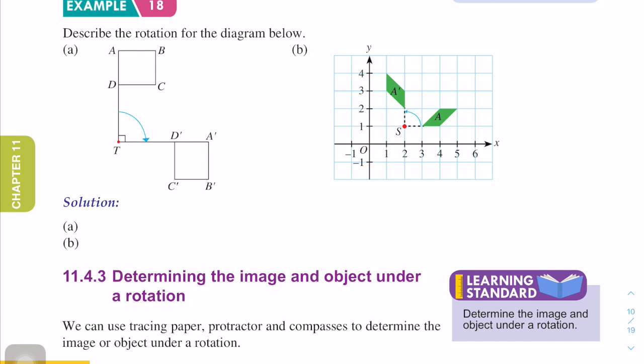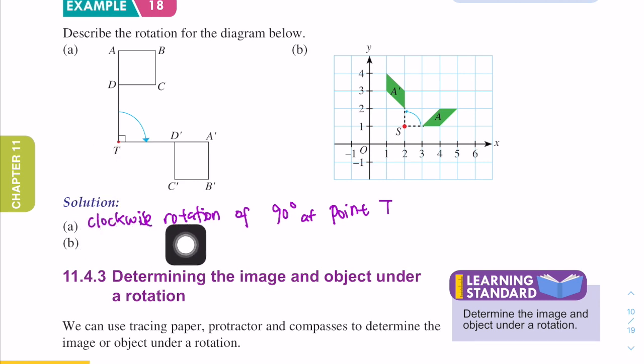So we can write it as clockwise rotation of 90 degrees at point T. Ini point kita T. So untuk rotation kita kena describe, we need to give the information of clockwise or anti-clockwise rotation of 90 degrees where, at point T.